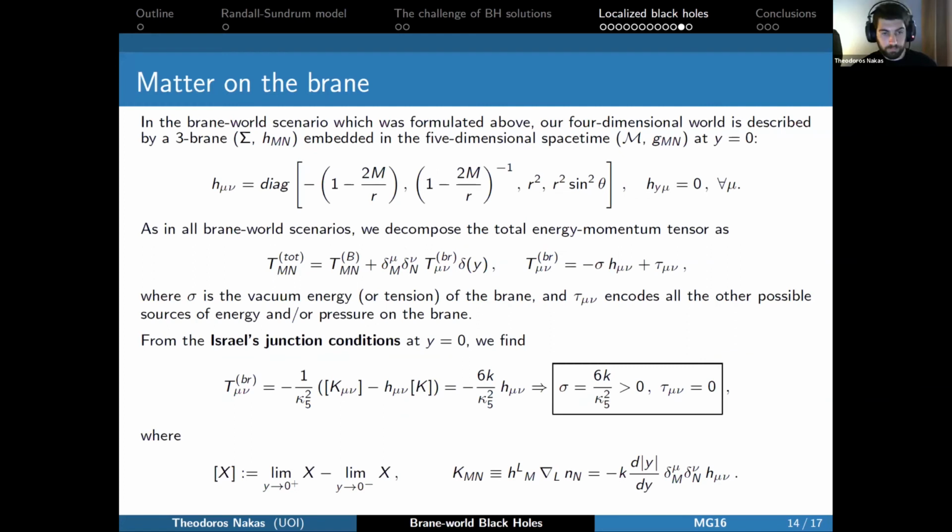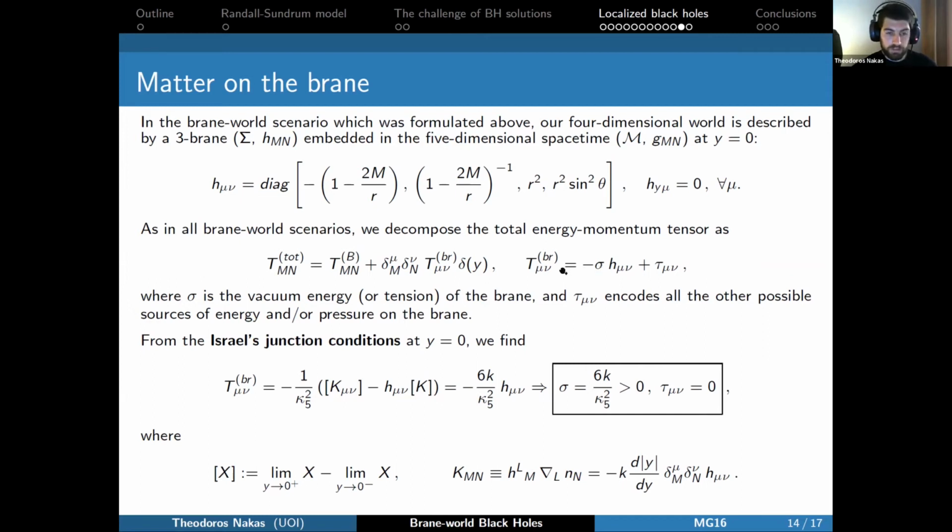Having determined the bulk matter, it is now important to specify the matter on the brane. In the brane world scenario, which was formulated above, our four-dimensional world is described by a three-brane embedded in the five-dimensional spacetime at y equals 0. The induced metric on the brane is given by this expression, and as in all brane world scenarios, we decompose the total energy momentum tensor into the bulk and the brane components. The brane stress energy tensor can be further decomposed like this. Sigma here is the vacuum energy or tension of the brane, while tau mu nu encodes all the other possible sources of energy and pressure on the brane.